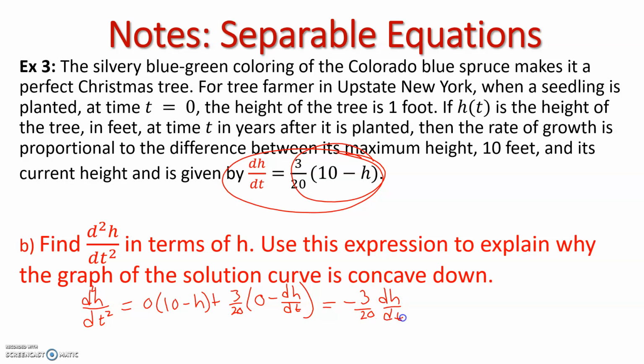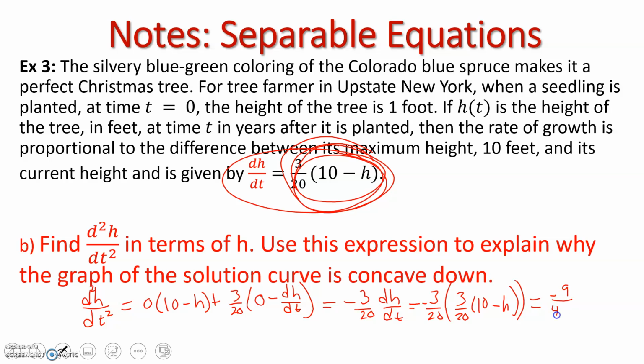Now we would like this expression to be in terms of h, so we're going to substitute our original function for dh/dt. So we get negative 3 over 20 times 3 over 20 times 10 minus h. This then becomes negative 9 over 400 times 10 minus h. Now, as you can see here, this function is negative. Now, the real question is, is it always negative?